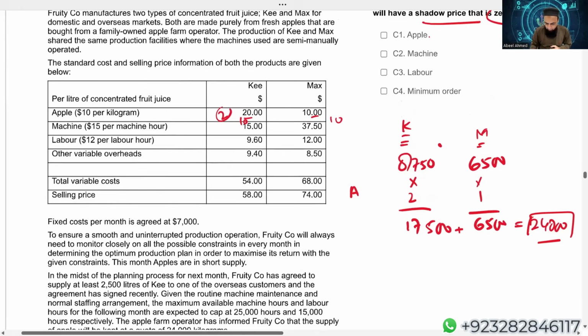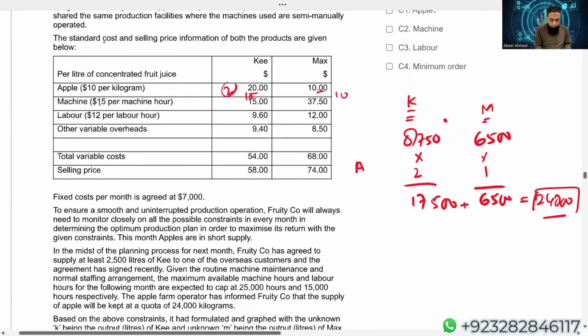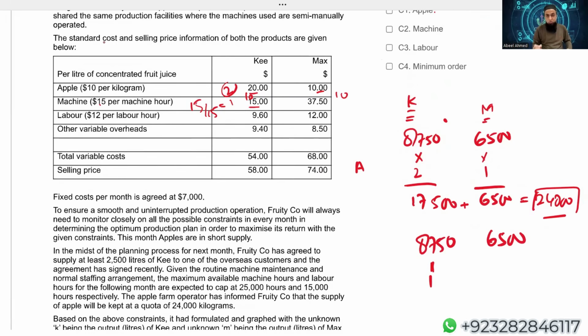Okay. Machine hours, let's see. $15 per machine hour. For Key, the cost of machine is 15. So 15 divided by 15 is 1: to manufacture 1 unit of Key, we are using 1 machine hour. 8,750 into 1 is 8,750. And for Max, the machine cost is 37.5 divided by 15. I'm using 2.5 hours. To manufacture 1 unit of Max, we need 2.5 hours of machine.